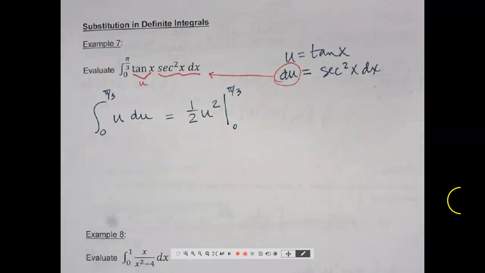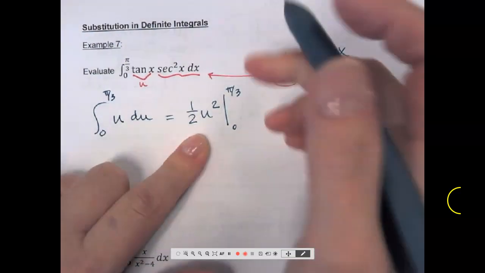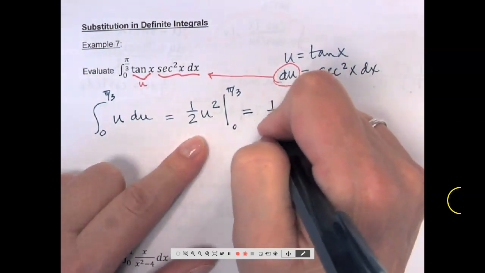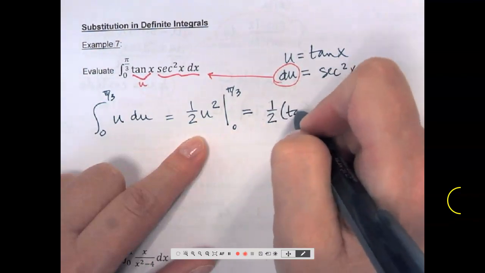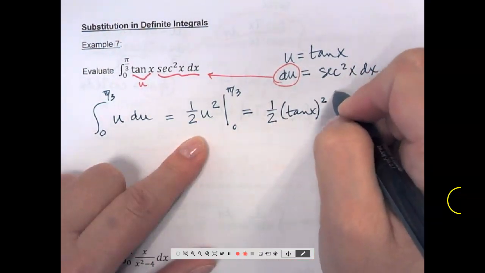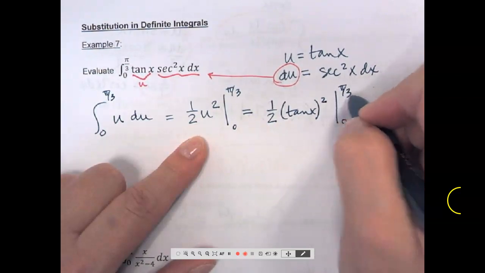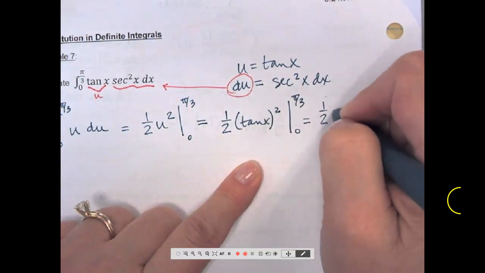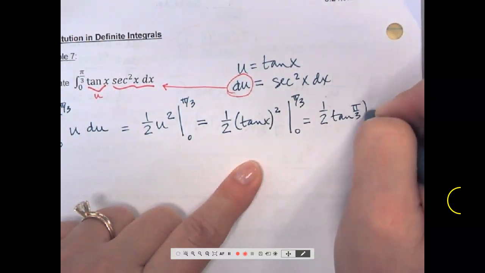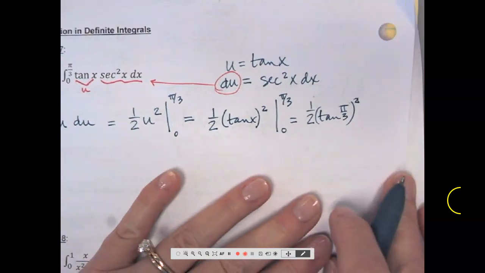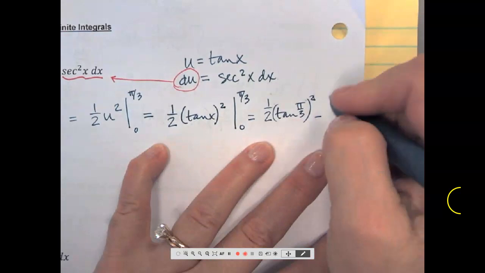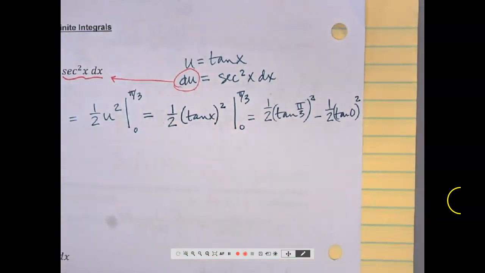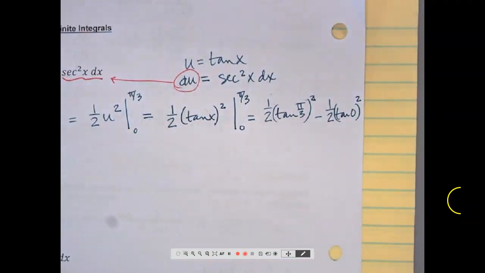Okay, so here are two options. I'll work it both ways. First is probably what you would expect. I'm going to sub in tangent squared here: 1/2 tangent x squared from 0 to pi over 3. Which means 1/2 tangent pi over 3 squared, minus 1/2 tangent 0 squared.